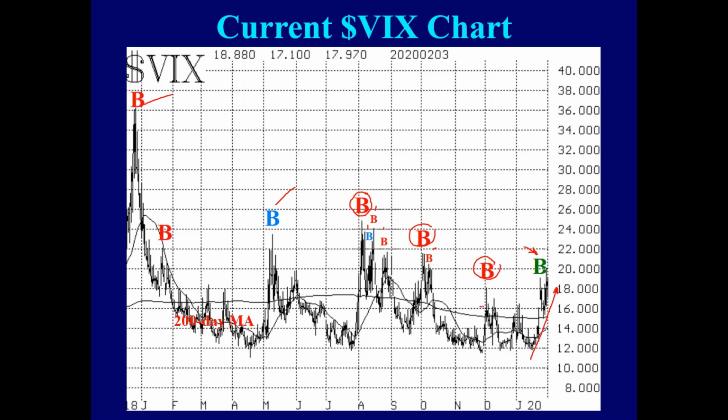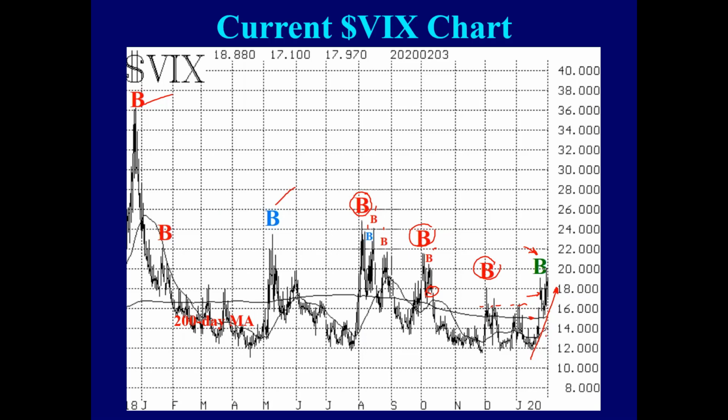It never closed above 16, even on all these little spikes up here. It hadn't closed above 16 since last October. Finally, it has closed above 16. Here's its 200-day moving average. It closed above that too. So those two things put together, we consider to be an uptrend in VIX.